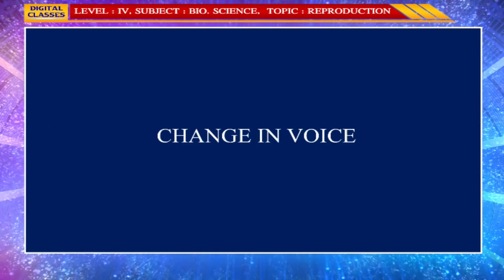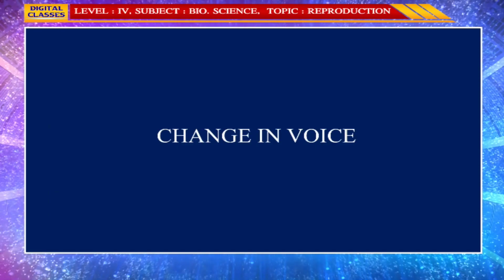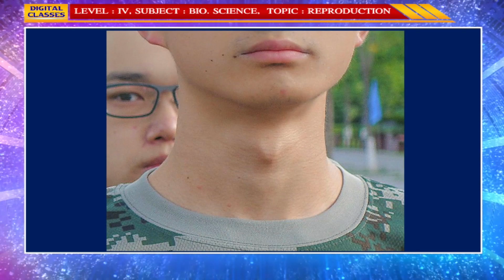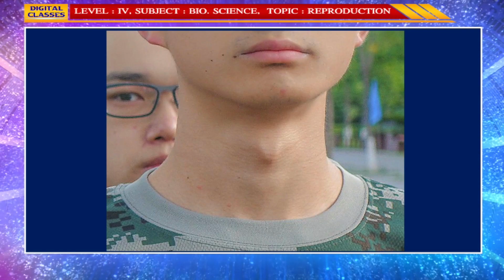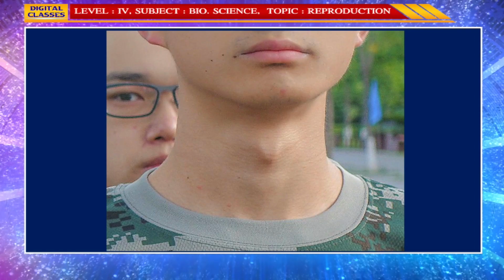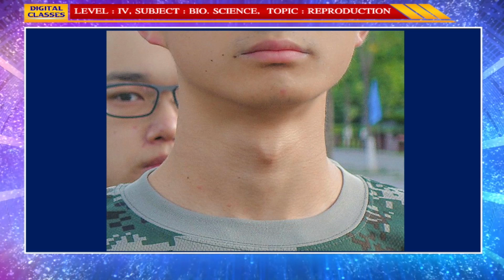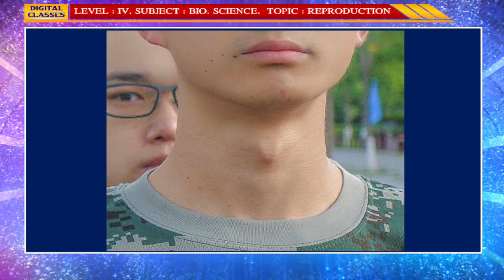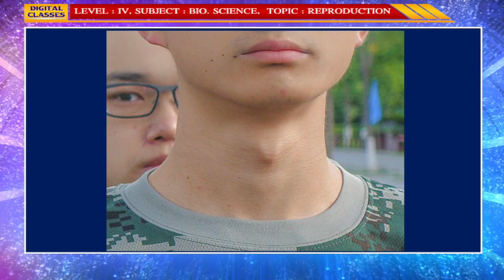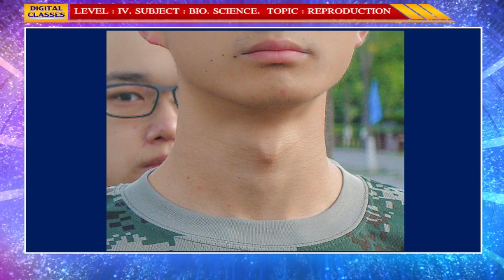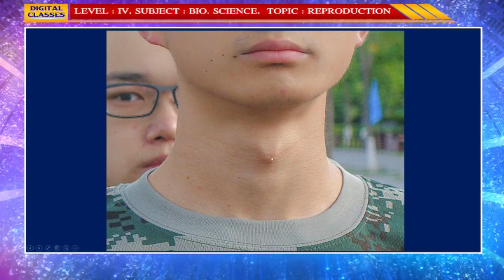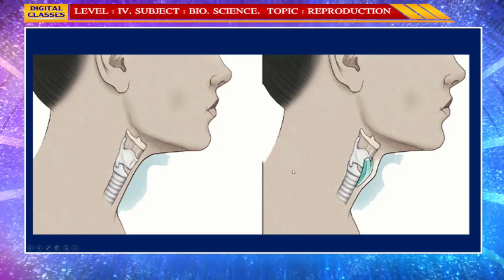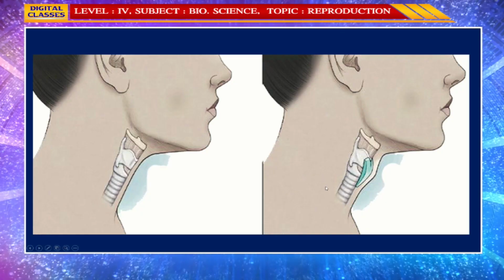Next, we will see voice changes in adolescence. There is not much change in the voice of girls when compared to boys. The voice of the boys becomes hoarse at this stage. The voice box or larynx starts growing during puberty. It protrudes in males in the neck region and is called the Adam's apple. The Adam's apple is actually a partial growth of the voice box or larynx.